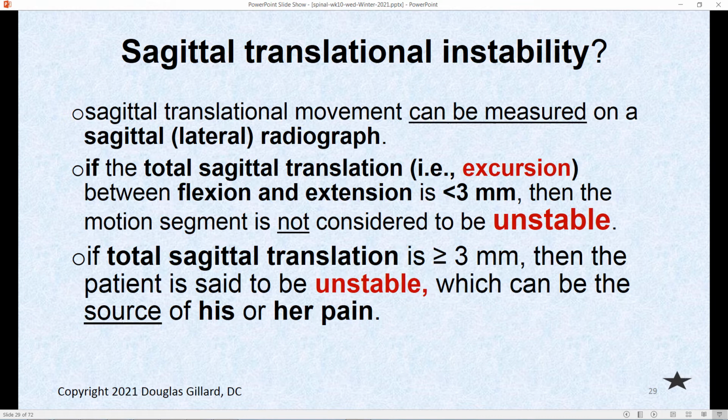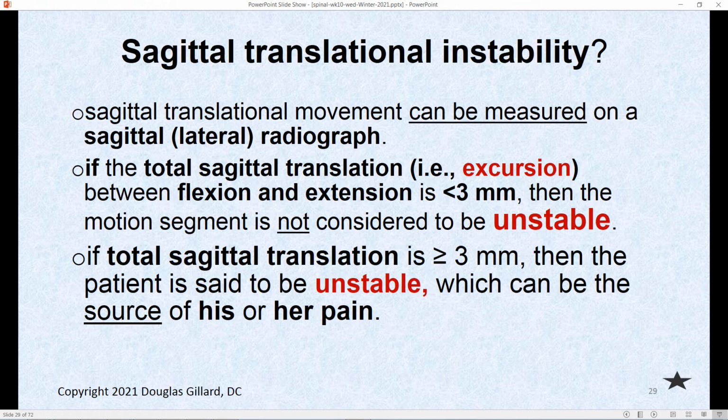It's an add-on disability in California because they know that's associated with chronic pain. If it gets greater than 5 millimeters, surgeons start getting excited because that's a cause of severe chronic pain that may necessitate some type of interbody fusion procedure to stop that. If the patient has 3 millimeters or more, they're said to be unstable. That's where that word comes from. Oh yeah, the patient has cervical instability.